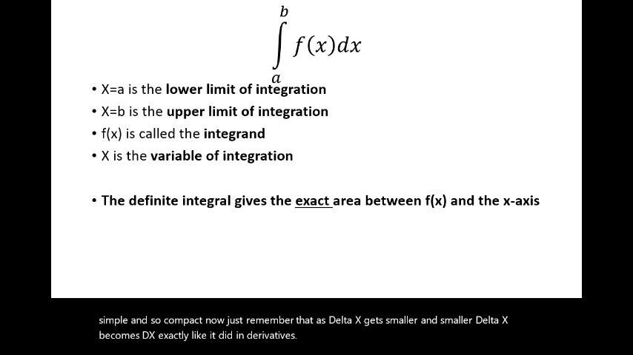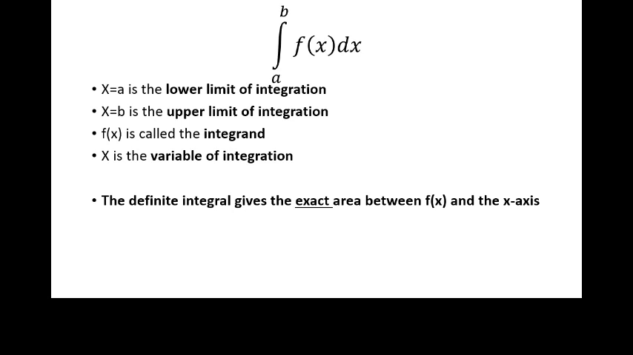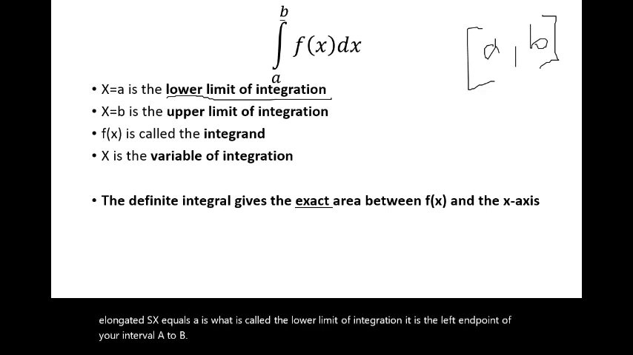So here are the various parts of the definite integral notation. We've got the integral symbol, that elongated s. x equals a is what is called the lower limit of integration. It is the left endpoint of your interval a to b. Now x equals b, this number here on the top, is what is called the upper limit of integration, and that is the right endpoint of your interval.